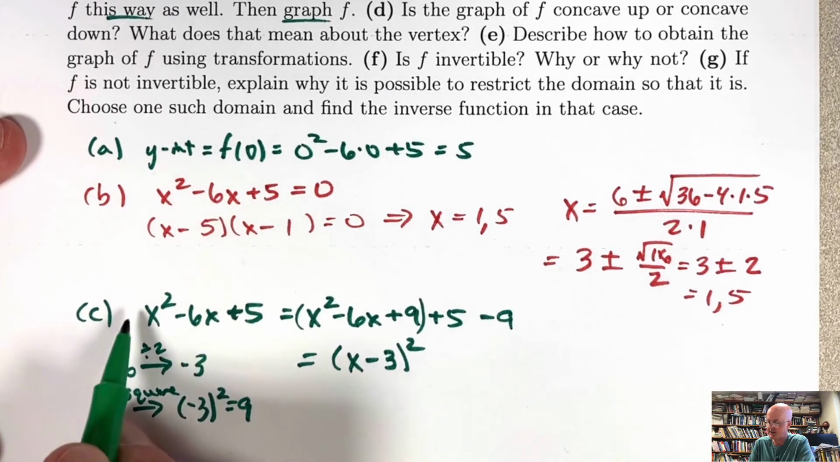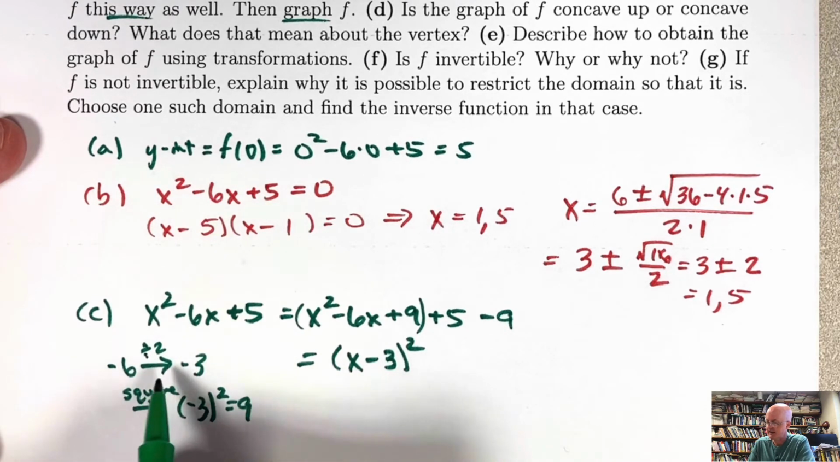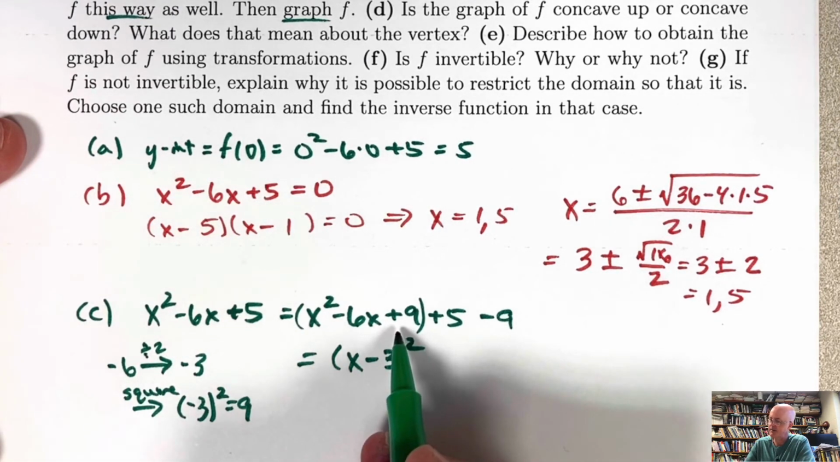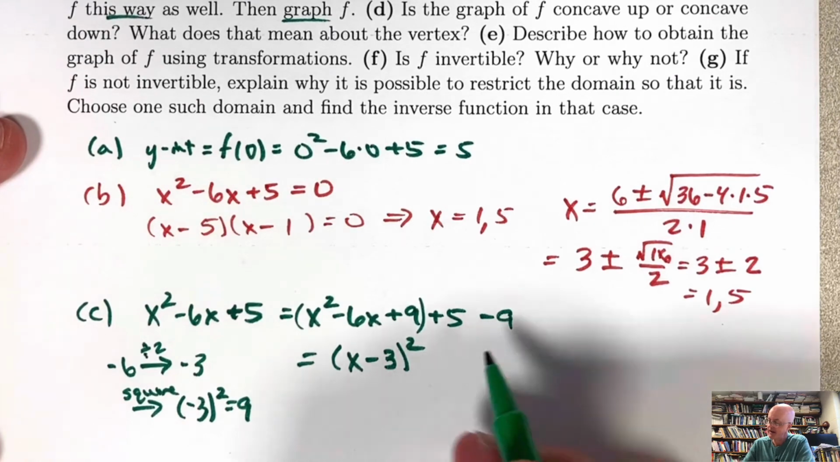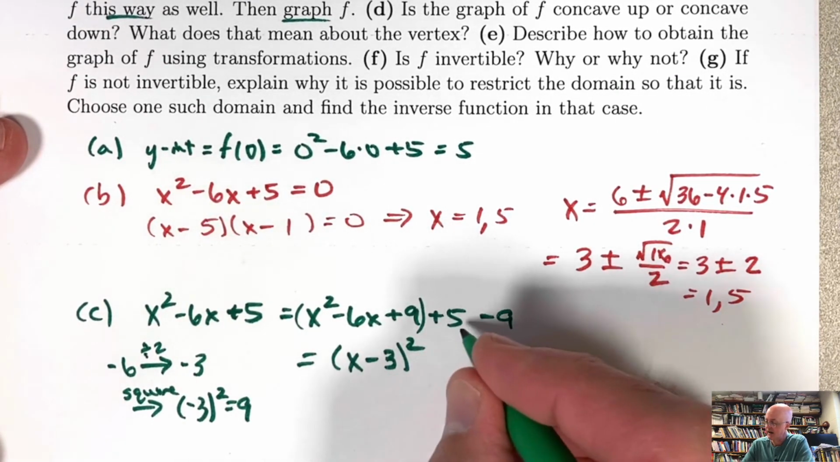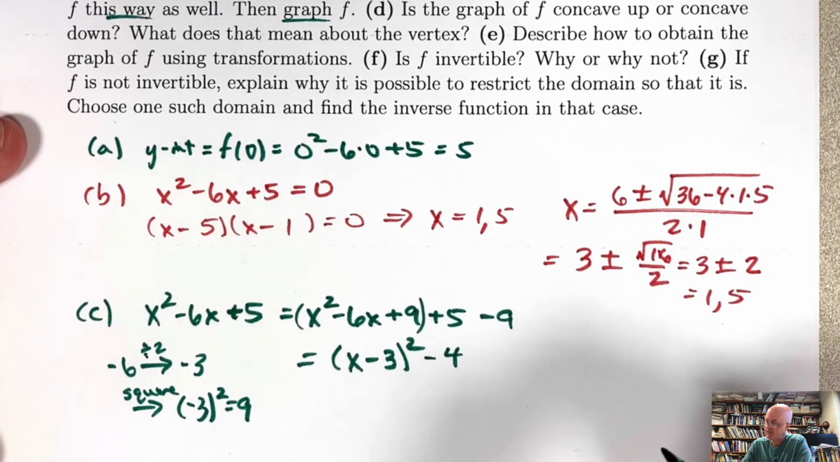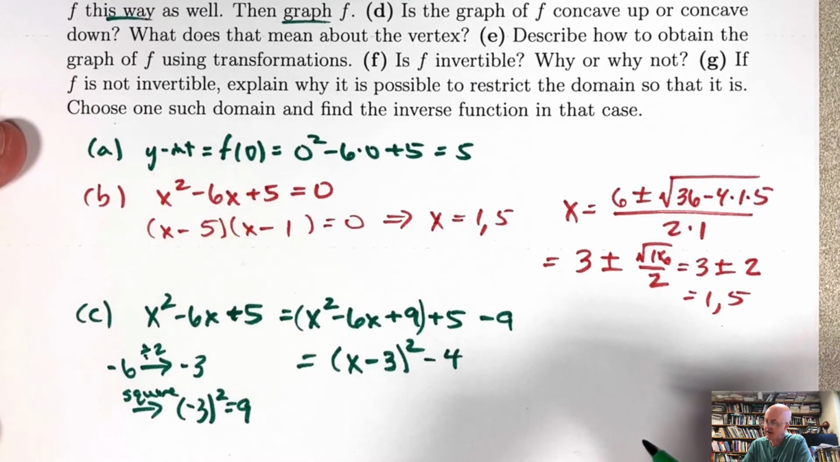Taking that coefficient, when the leading coefficient is 1, taking that coefficient, negative 6, dividing it by 2, and then squaring that number, adding it in there, subtract it off to compensate. This part right here will be a perfect square. It's really cool. Don't forget to simplify this part. 5 minus 9 is negative 4, so we get a negative 4 there. That is what we get when we complete the square.